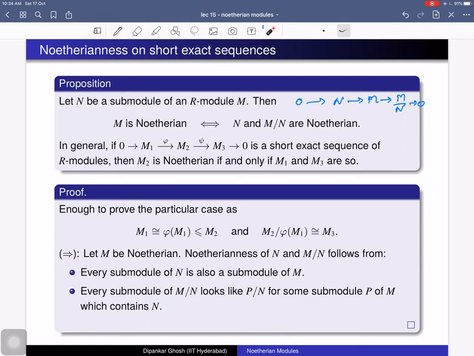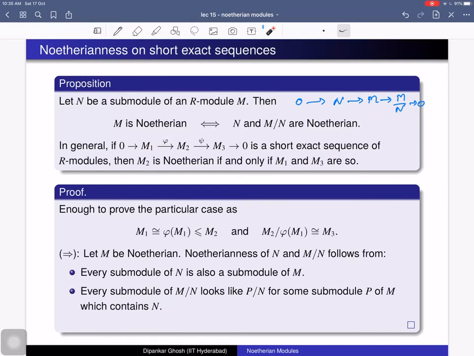So how to verify that? We have written here, it is enough to prove the particular case only. This is just a particular case of this one, because we can consider this short exact sequence. And why is it enough to verify this particular case only? Because if you have this short exact sequence, then this first one, M1, is isomorphic to its image here, and this image is a submodule of M2. So M1 is Noetherian if and only if this image is Noetherian.